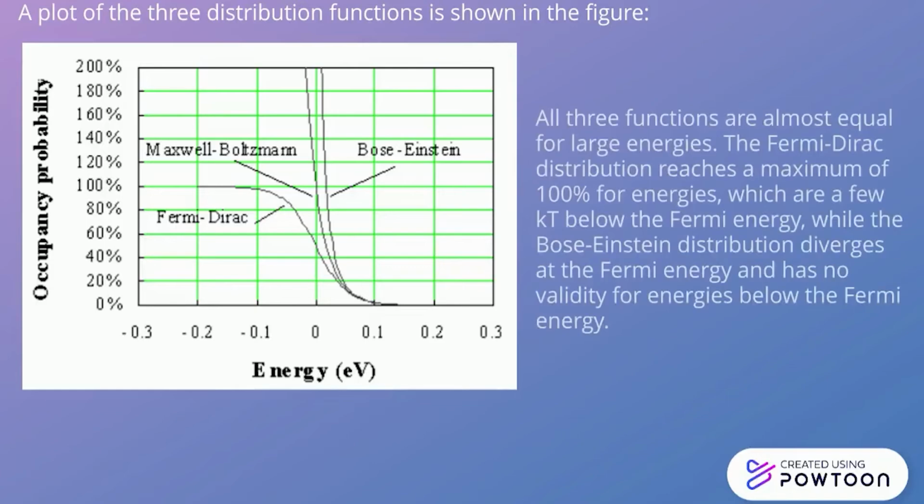All three functions are almost equal for large energies. The Fermi-Dirac distribution achieves a maximum of 100% for energies which are a few kT below the Fermi energy, while the Bose-Einstein distribution diverges at the Fermi energy and has no validity for energies below the Fermi energy.